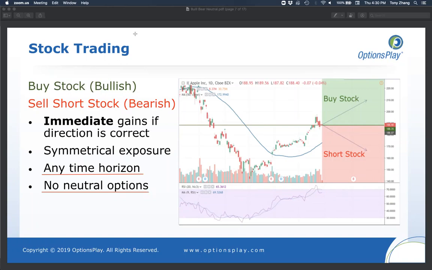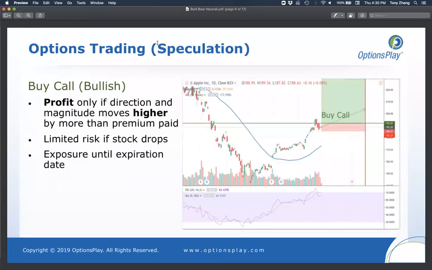And that's really where options come into play, because you have options for all of these different scenarios, and you don't necessarily have to lock yourself in to just having symmetrical exposure. And usually, in my opinion, that's really the most attractive feature of trading options, is the fact that you can trade on leverage and you can trade with limited risk, so that if you're wrong, you only have a certain amount of money that you have at risk.